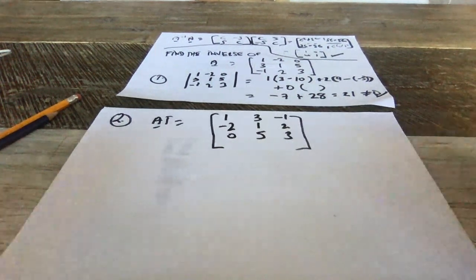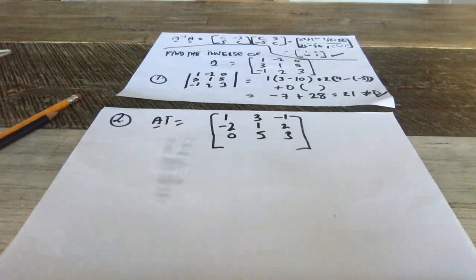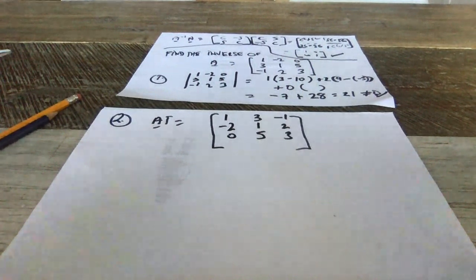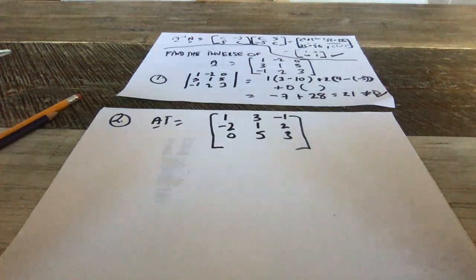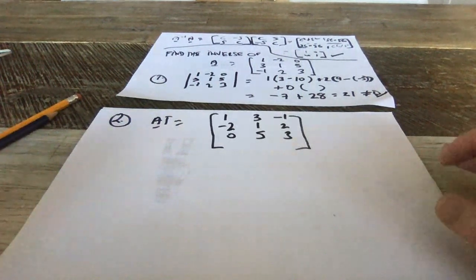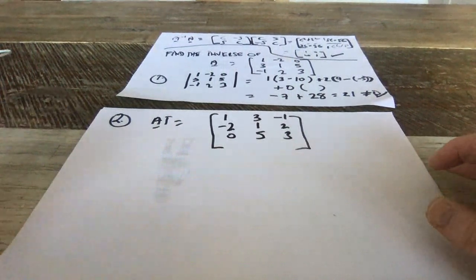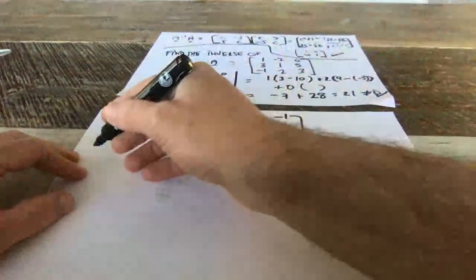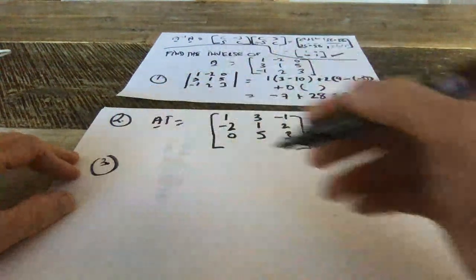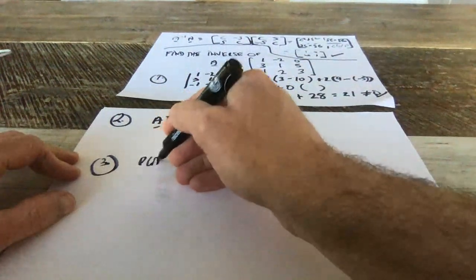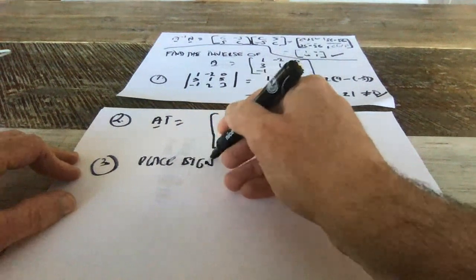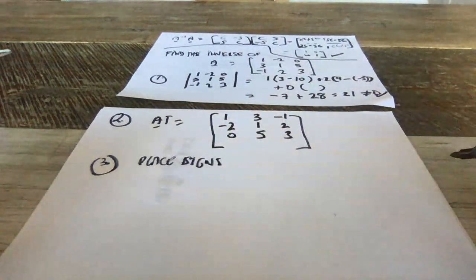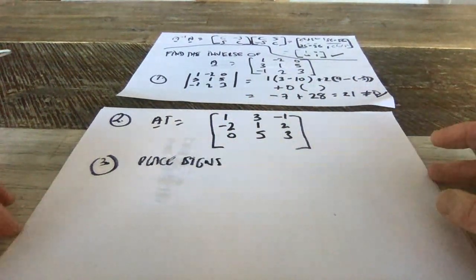Then what you have to do, folks, is get what's called the adjoint matrix. You have to use what are called the place signs of a 3 by 3 matrix. So this is step 3. The place signs, we've seen this already when we were looking at the determinant of a 3 by 3 matrix.